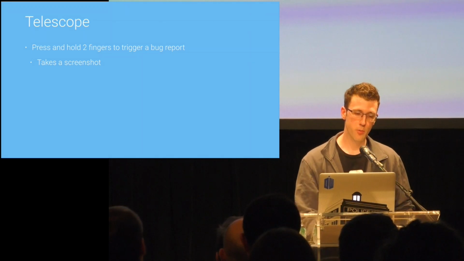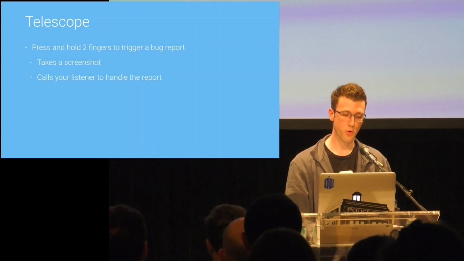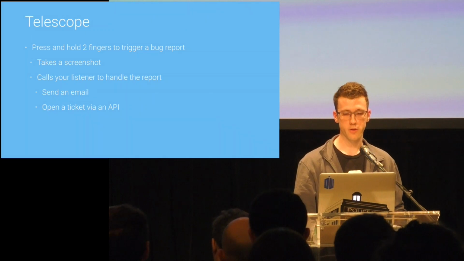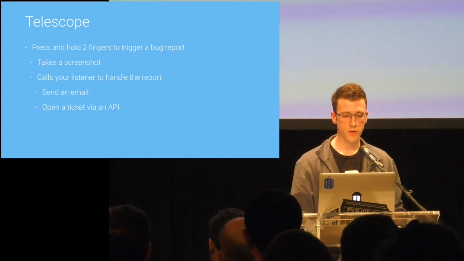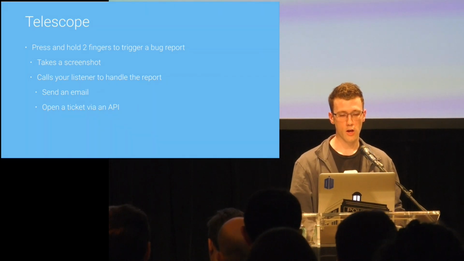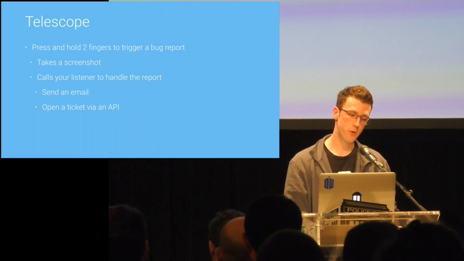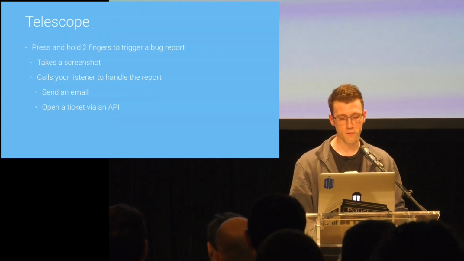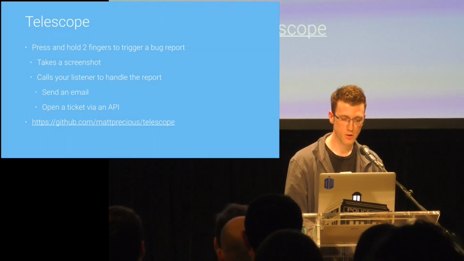As I said, press and hold 2 fingers to trigger a bug report, and it will automatically take a screenshot for you. It calls your listener to handle the report, and you can do whatever you want here. You can send an email, or you can open a ticket via some internal API. We personally do a combination of these. We have an email address that we can send bug reports to, and it automatically creates Jira tickets for us. We do this because we like to be able to create tickets from outside of our VPN. And this is available as a library on GitHub.